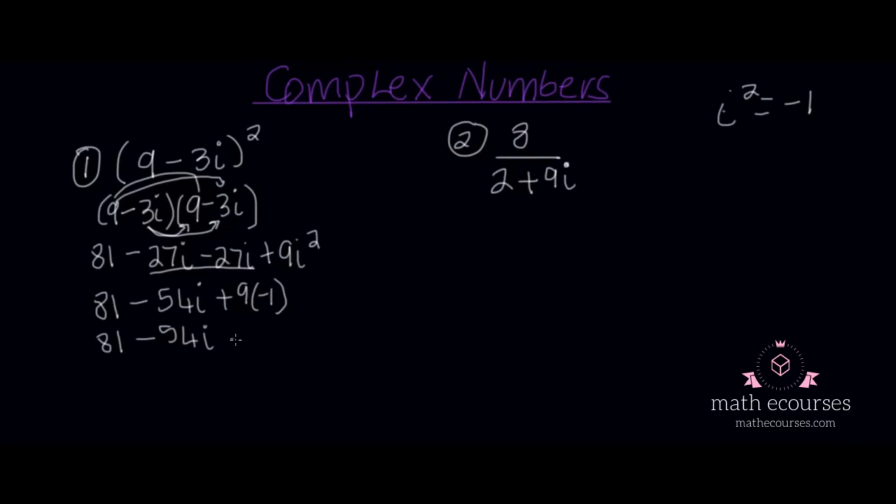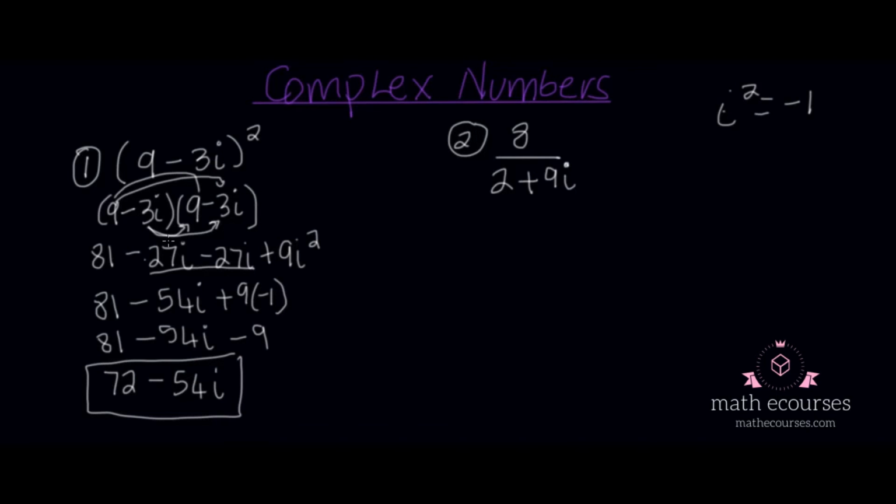9 times -1 is -9. And then finally, all I need to do is to combine 81 minus 9 to get 72, and you want to write that first. 72 minus 54i. This is your final answer in the form of a plus bi, meaning the real number comes first.